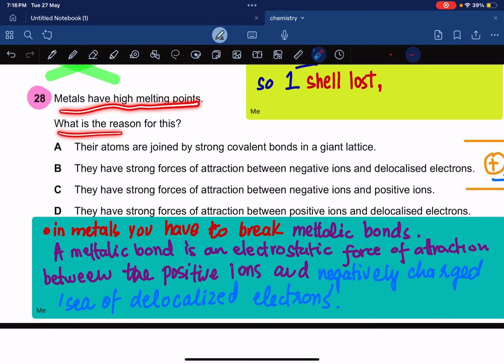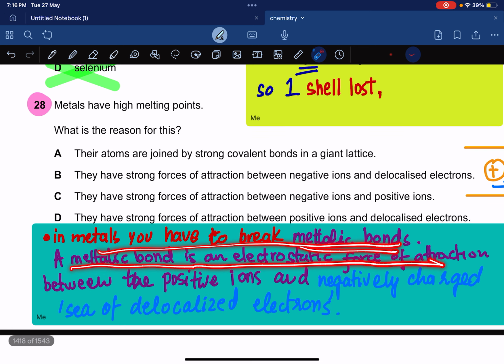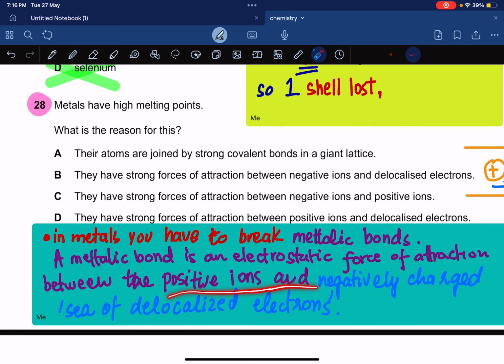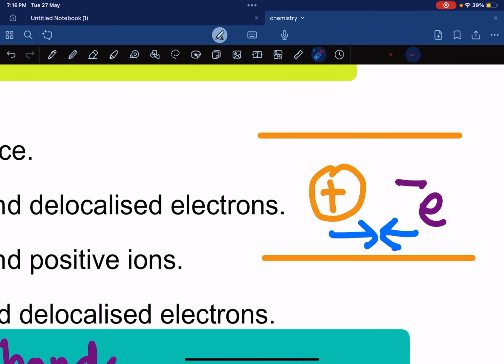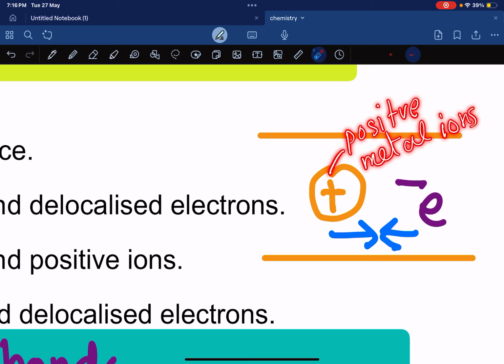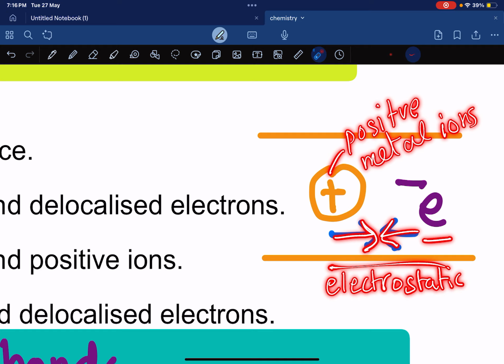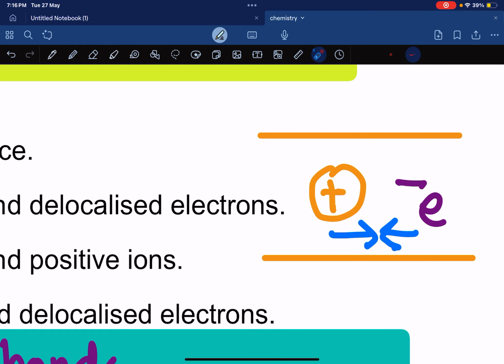What is the reason for this? You need to realize that in metals, you have to break the metallic bonds. A metallic bond is an electrostatic force of attraction between the positive metal ions and the negatively charged delocalized electrons. These are the positive metal ions, and these are the delocalized electrons, and there's a force of attraction holding these both together. This force of attraction is known as your electrostatic force, and that is what you need to break when you are breaking a metallic bond.